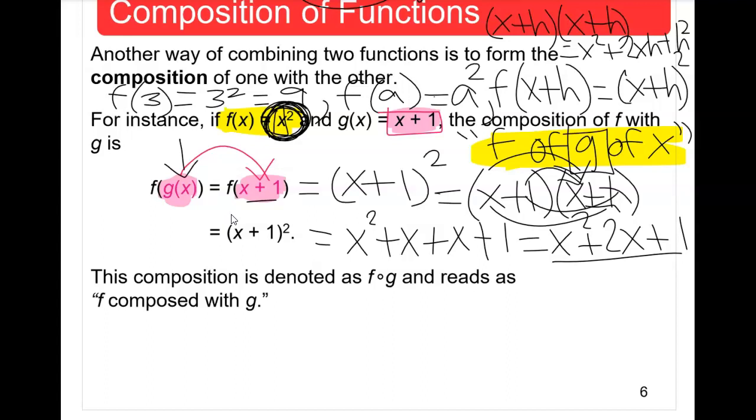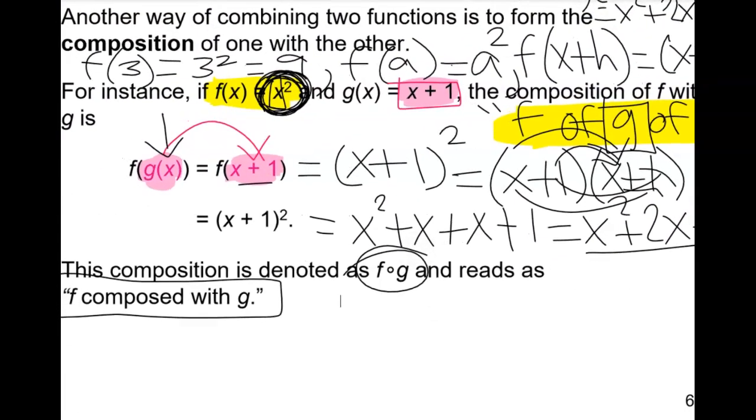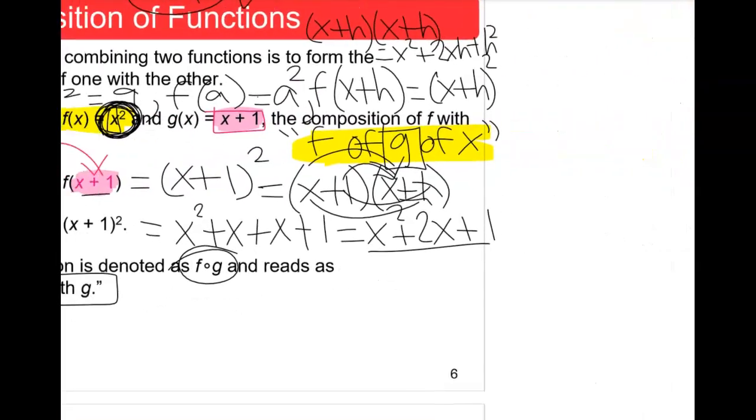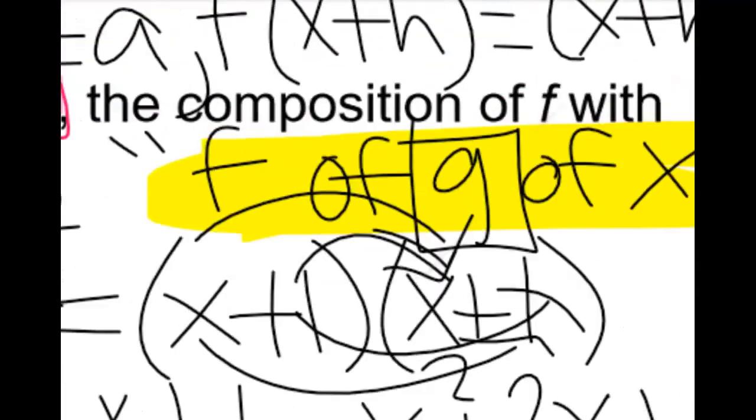And we could also call it f composed with g, but do not say "fog." That is not an O. As you can see, it's a smaller circle. And so what it means is what I wrote down here. f of g of x. Like that.